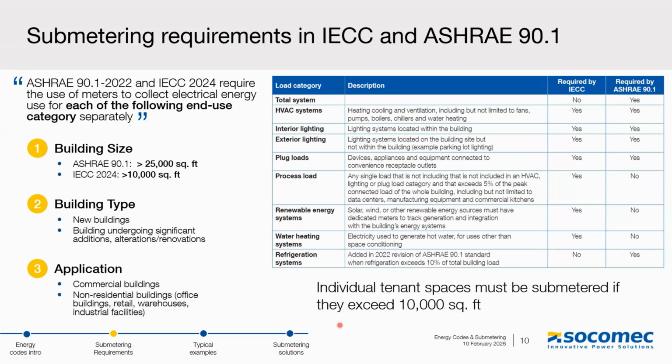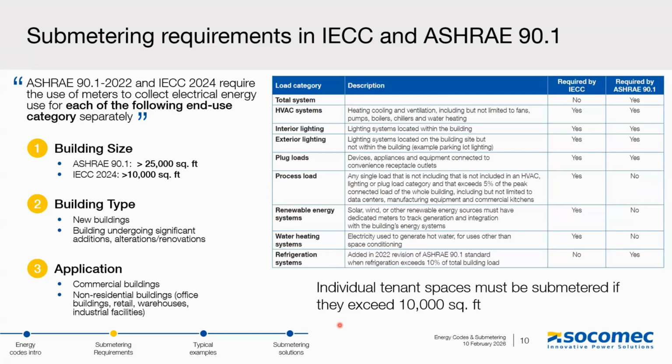Now, regarding the building size, ASHRAE is only for buildings that are over 25,000 square feet. And ICC was the same threshold, but it was actually reduced to 10,000 square feet. So it makes it more stringent and includes more buildings now. So any new building that is over 25,000 square feet or 10,000 square feet, depending on what code is adopted by the state, has to comply and has to include individual submetering for these load categories.